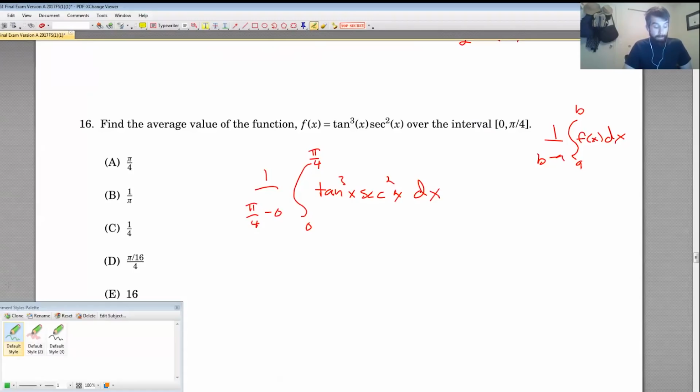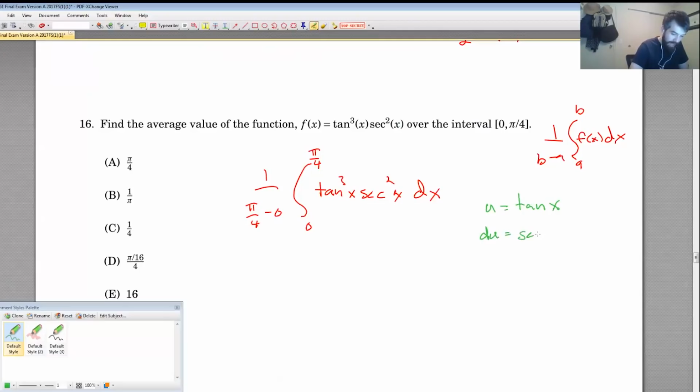Which is better? If I set secant to be my u, derivative of secant would be secant tangent. There would be a secant and there would be a tangent. Because of the tan cubed, though, there'd be extra tangents you wouldn't know how to deal with. So I'm going to set tangent to be my u instead. So let's do that. U equals, ooh, we're going for green now. U is equal to tangent of x.